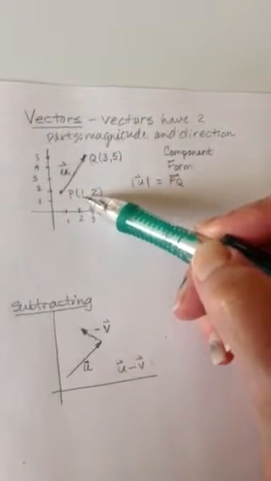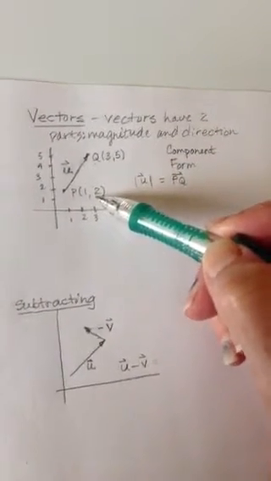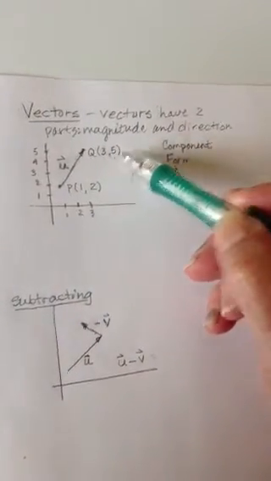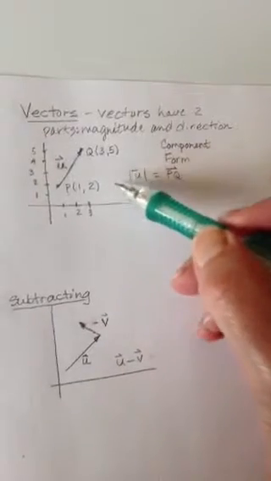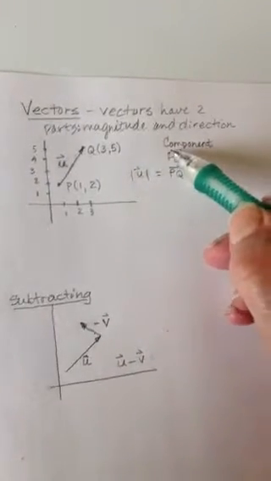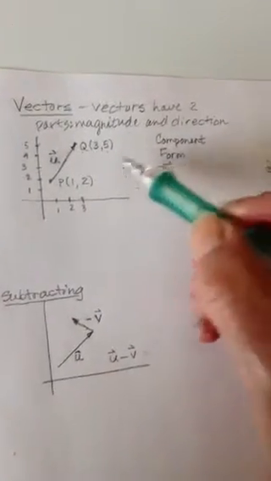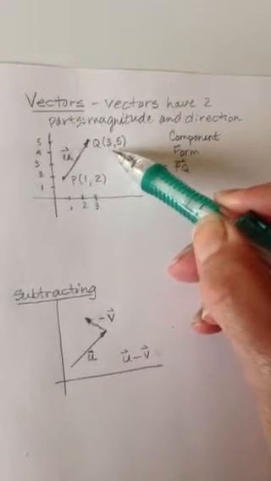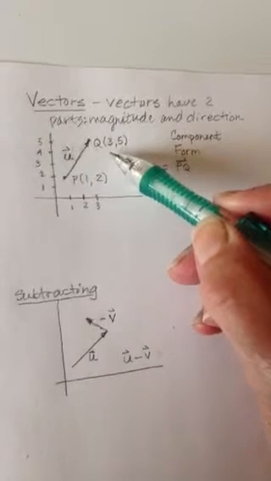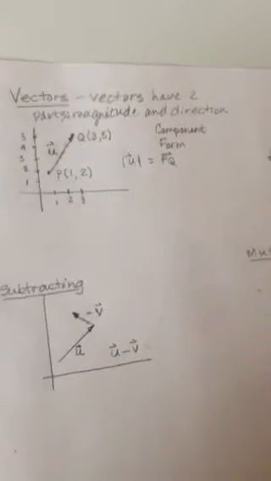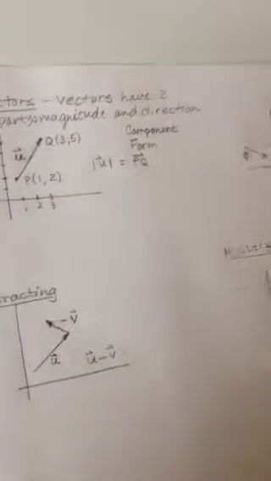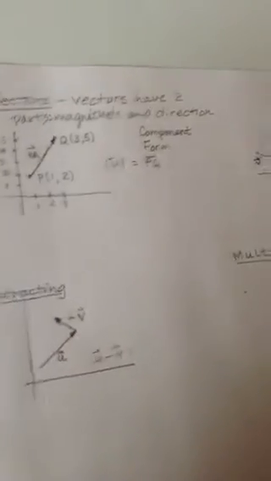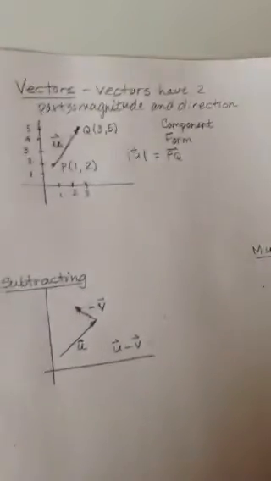And the coordinates of P are 1 and 2, and Q is 3 and 5 right there. Now, this is called the component form, and you're going to use the distance formula to figure out the magnitude of the vector. So, what I have over here is the distance formula.